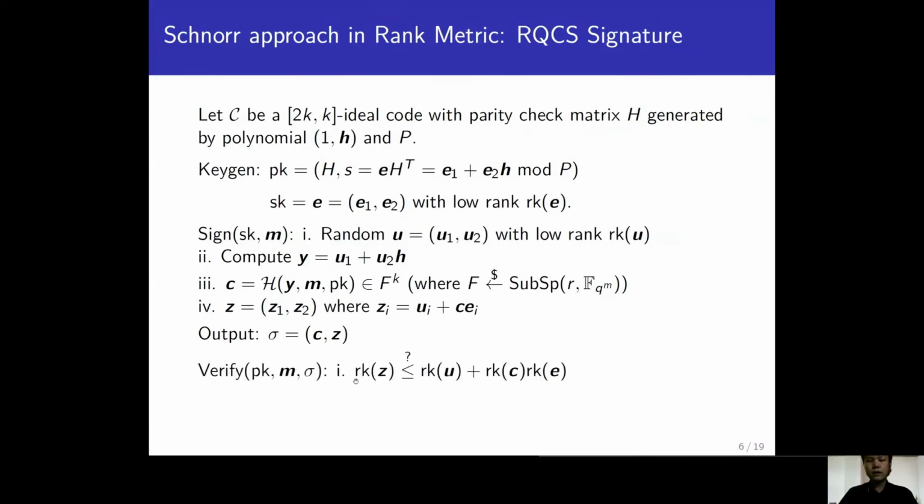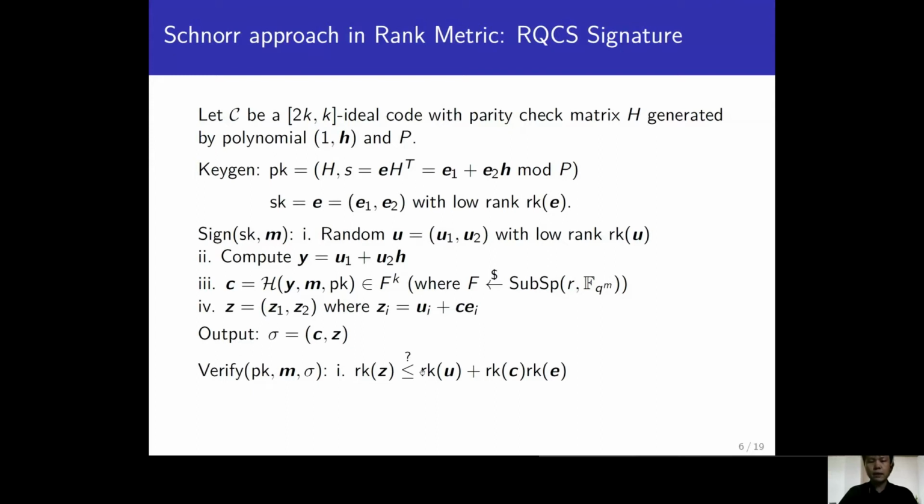To verify whether this signature is valid or not, we need to check whether the rank weight of Z is less than or equal to this inequality. The purpose of this is to make sure an adversary is not able to forge the signature, because an adversary can just look at the syndrome S, compute some high rank polynomials, and easily forge it. So we need to check whether the rank of this is less than or equal to these conditions.